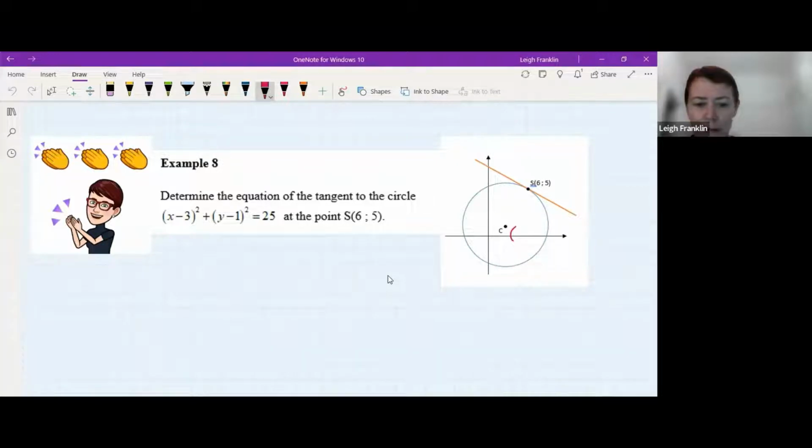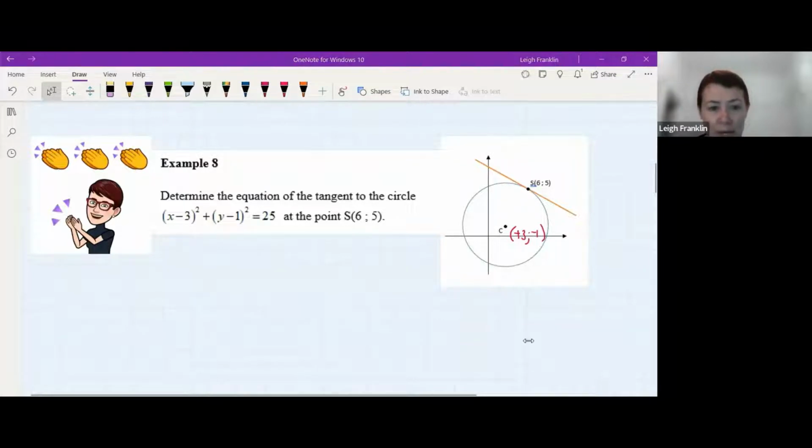Can someone tell me what are the coordinates at C? +3 and +1, absolutely. Okay, good job. So you read that from the equation. 100%, that's really good, well done. And we can see the point C lies in the first quadrant, so that makes sense that it would be +3 and +1, so that's awesome.